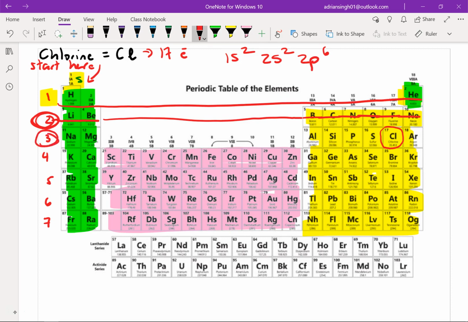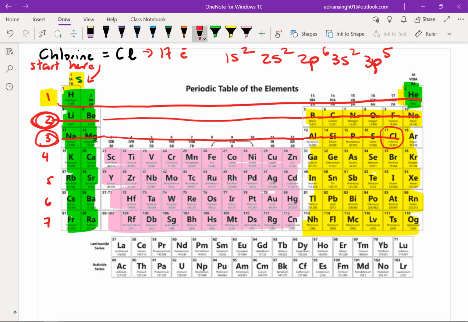We're in the third period now. So 3s, 1, 2. We end the S block. And then we go all the way across. We encounter the P block now. We're still in the third row. So 3p, 1, 2, 3, 4, 5 gets us to chlorine. So that'll be 3p5.